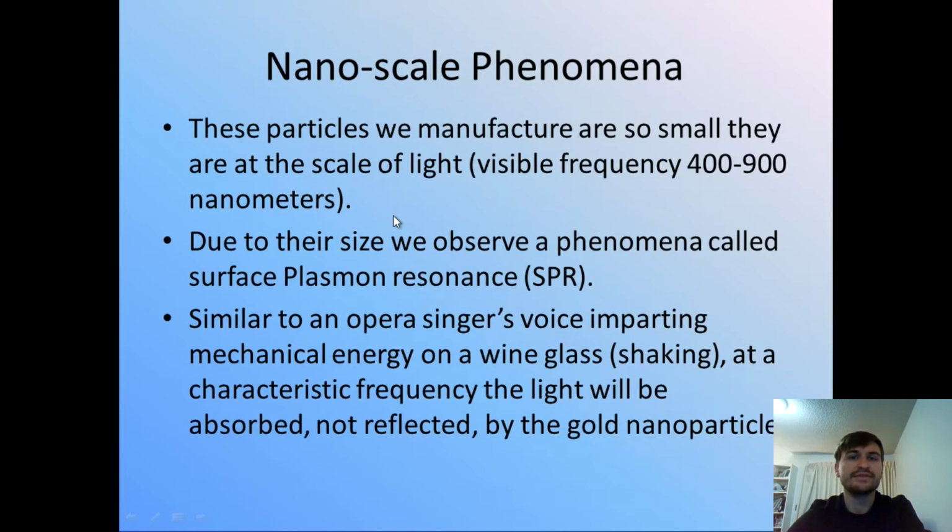So let's talk about the phenomena associated with nanoscale particles. These particles are so small that they are about the same size or on the same scale as visible light. Visible light goes from 400 to 900 nanometers approximately. Due to their size, we observe this phenomena called surface plasmon resonance, and we'll abbreviate that SPR.